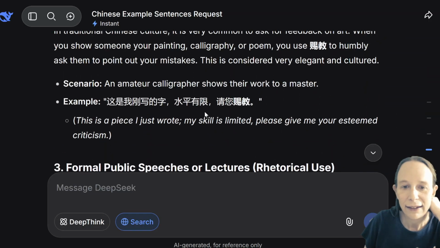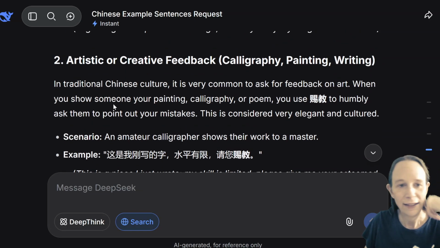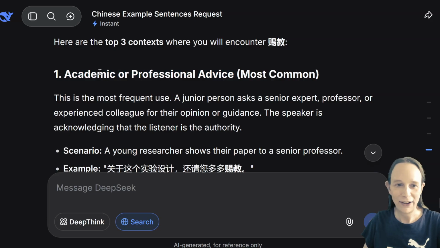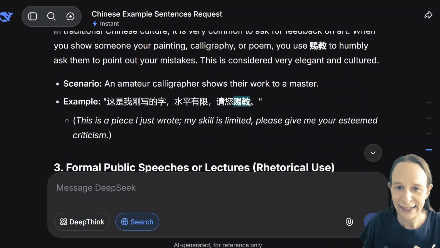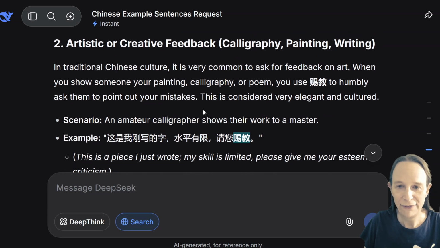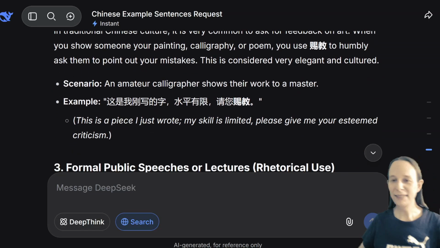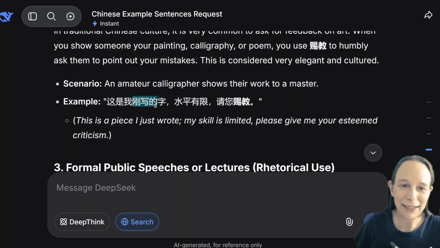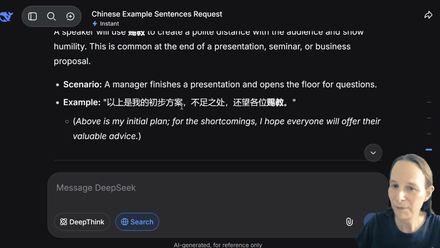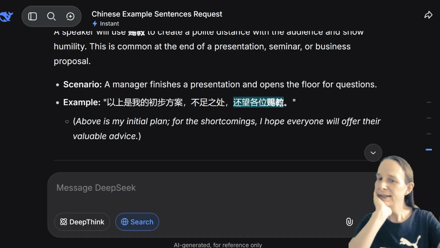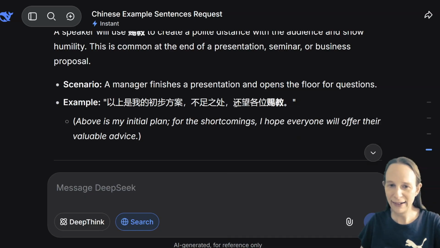All right. 请您赐教. So okay, academic professor. No, academic or professional advice. 您多多赐教. Creative feedback on calligraphy, painting, writing. Yes, master. Young Padawan. 这是我刚写的字，水平有限，请您赐教. Public speeches or lectures, rhetorical use. 以上是我的初步方案。不足之处，还望各位指教.